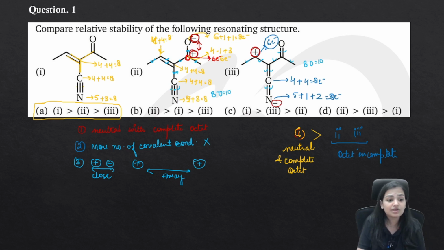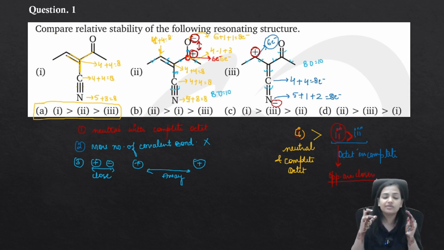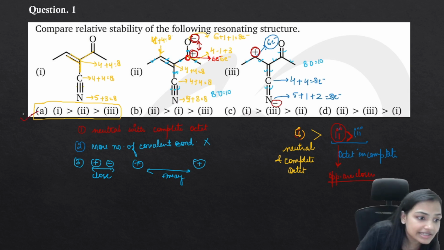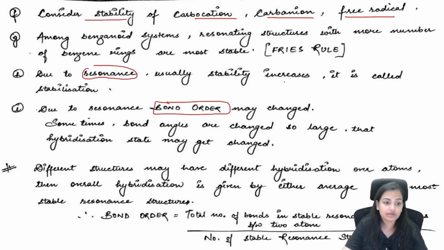So from this third point, we can say that structure number 2 has to be more stable than the 3rd. Why are we saying that structure number 2 is more stable than the 3rd? Because in structure number 2, the opposite charges are closer, and when the opposite attracts, there will be bond formation, and hence more stability. So are you getting it? Now we can say that the right answer for the question is option A. So this is the way we have to follow the priority order.